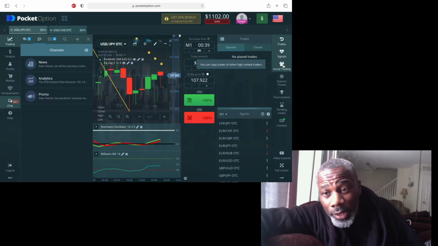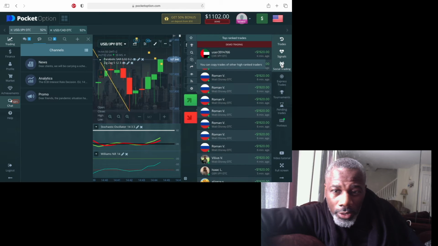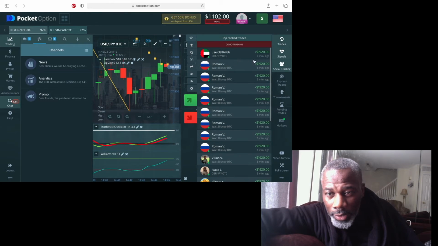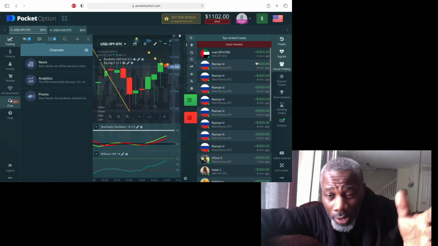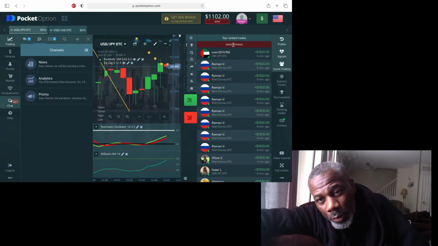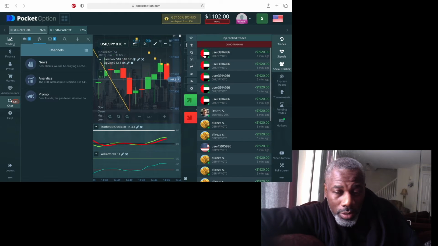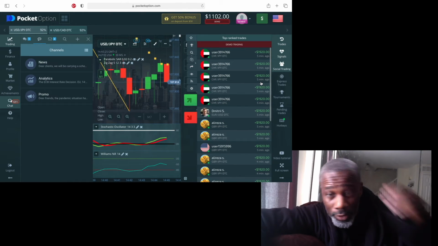Another unique thing about this trading platform, they have social trading. So I'm going to click on that. Right now on the demo, these are different users on this platform at this moment that are making money, but they're not making actual money because again it says demo mode. So right now this person has made $1,920 5 minutes ago, and you can see his profile picture, and this person is killing it as far as the demo.